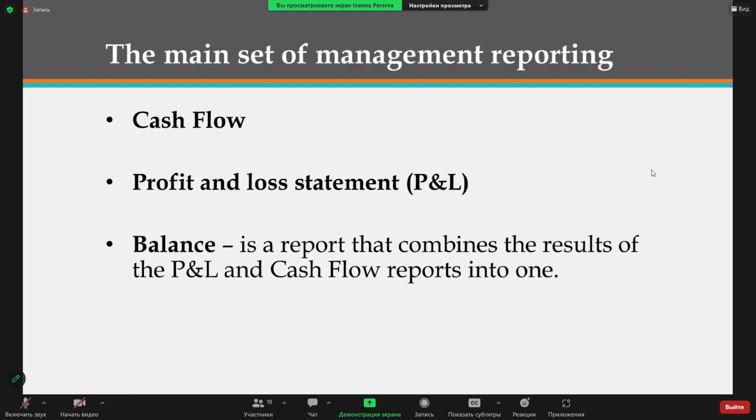Our balance sheet consists of two different groups. First one is assets. It's what we have. It's like our active, our assets. And the second part is our liabilities, or like where we found our money, where we take our money.